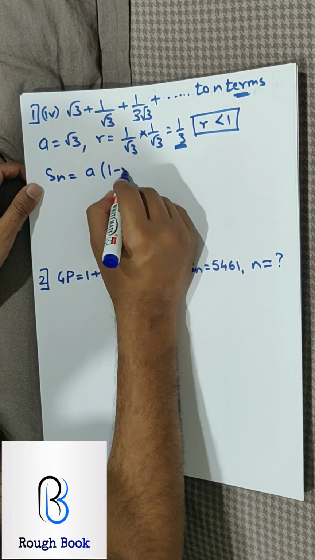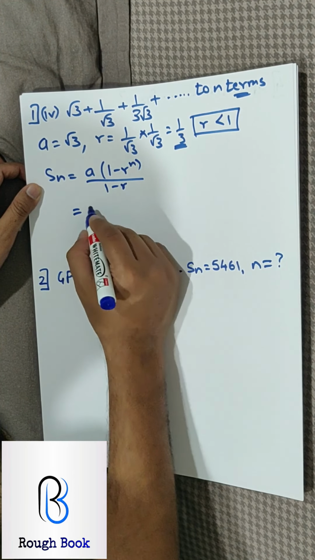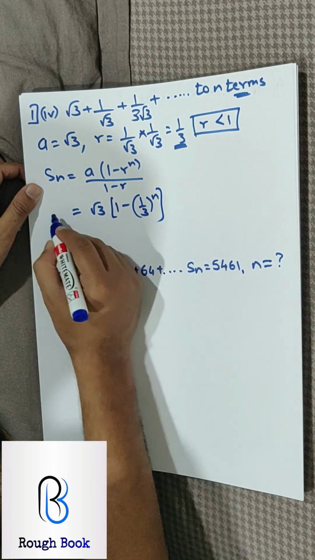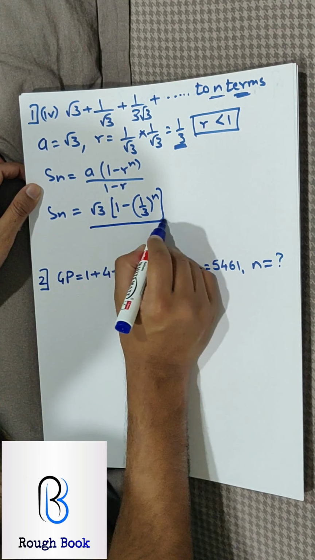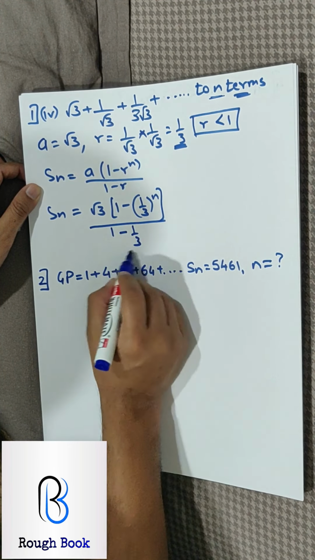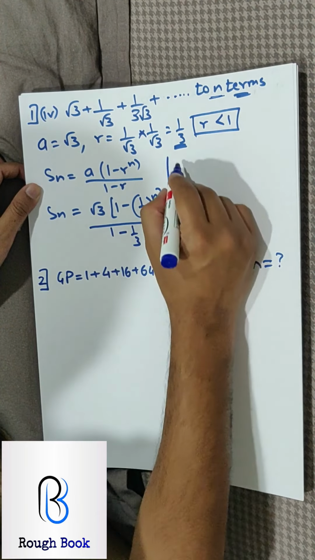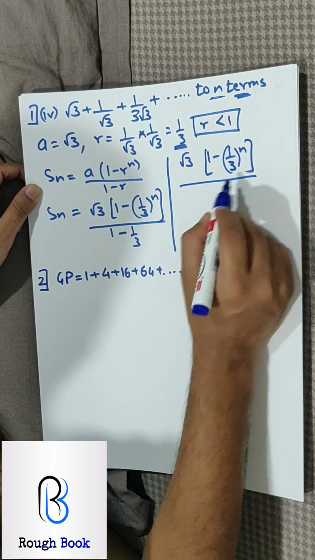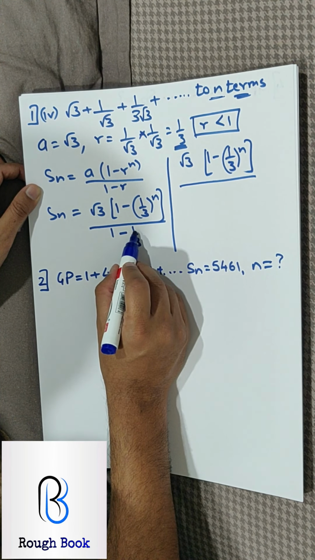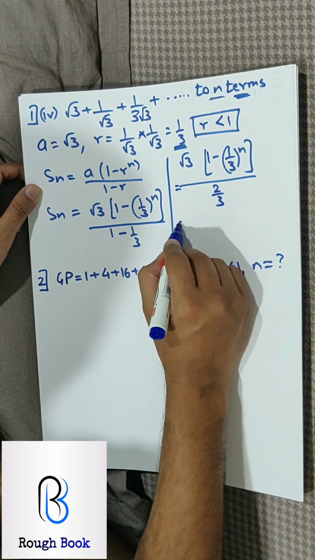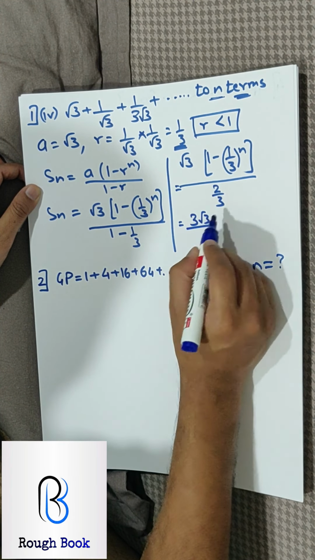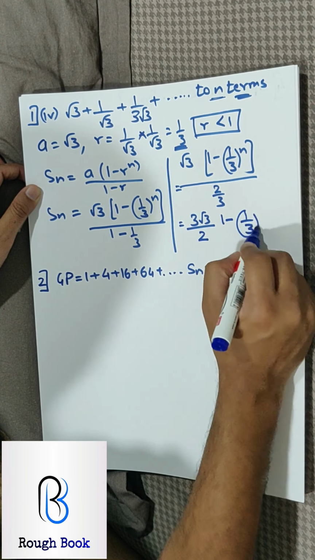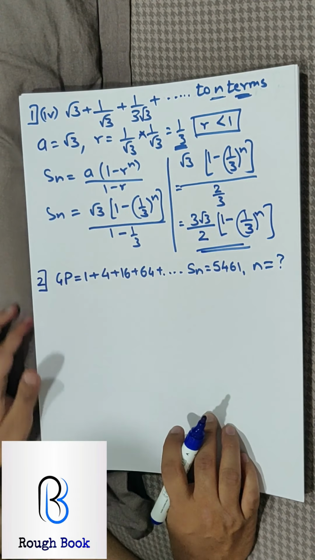a times 1 minus r raised to n, over 1 minus r. So a is root 3, r is 1/3 raised to n because I am finding Sn, n terms, upon 1 minus 1/3. This I will have to solve. So root 3, 1 minus 1/3 raised to n I am keeping as it is, and the denominator will be 3 minus 1 over 3, so that is 2 by 3. When this 2 by 3 goes up, it becomes the reciprocal, 3 root 3 by 2, times 1 minus 1/3 raised to n, and you shall leave the answer there.